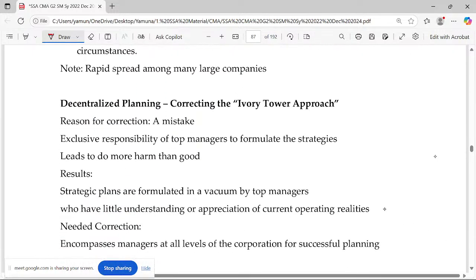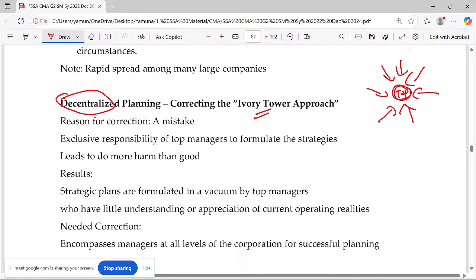We call this the ivory tower approach. That's what is called decentralized planning. Actually, you have something called centralized planning, where if this is the top management, all the departments and everybody will be handled in such a way that it is centralized. But sometimes it is decentralized, which means we want to go for the ivory tower approach. Ivory tower is a tower-like approach. That's what we call the ivory tower approach.